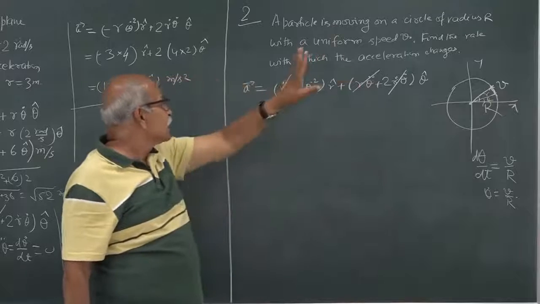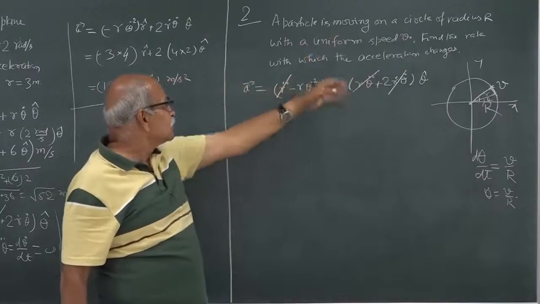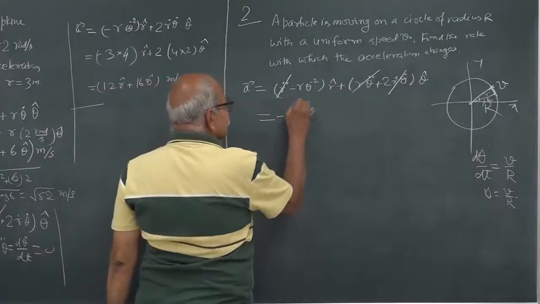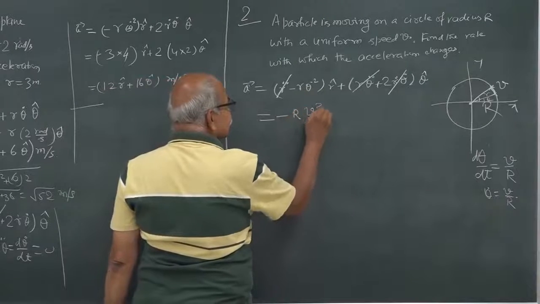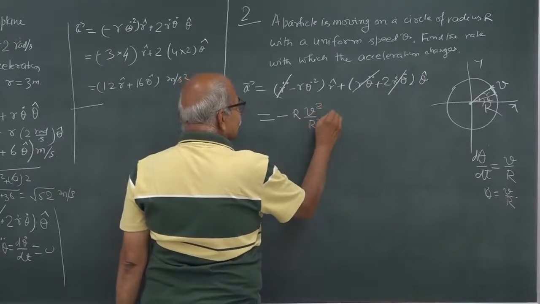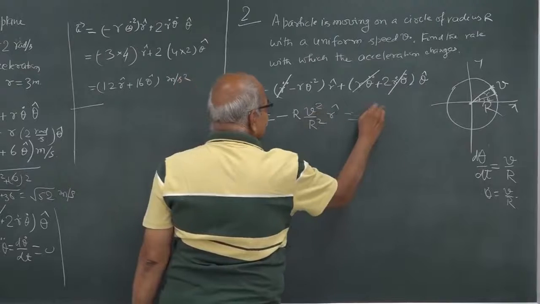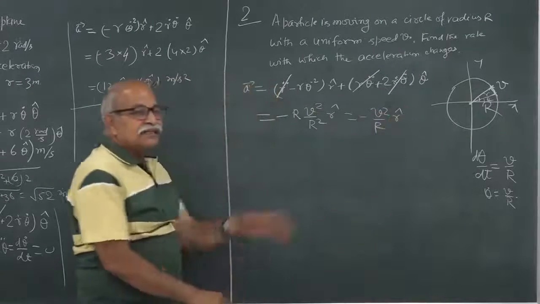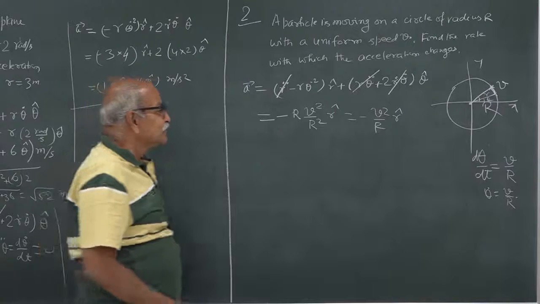So, this is gone, and then you have minus r theta dot square, and theta dot is v by r. This r is capital R, and this is v square by r square r cap, and that is minus v square by r r cap. So, this result you anyway know.